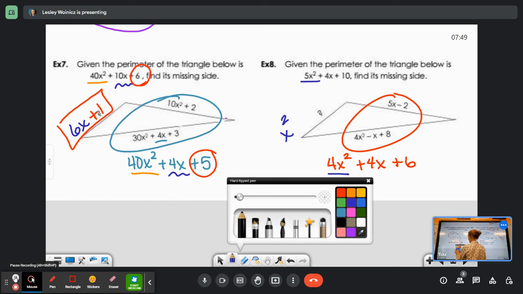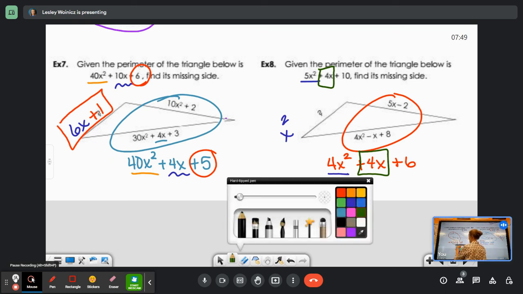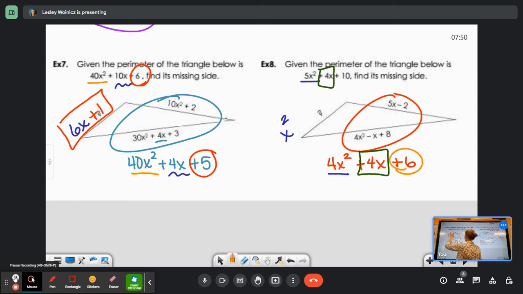Next, I have 4x and I need 4x, so I don't need any more x's. We're good in the linear terms department. Next, I have 6, but I need 10, so I'm going to have to add 4 more. That's my missing side.